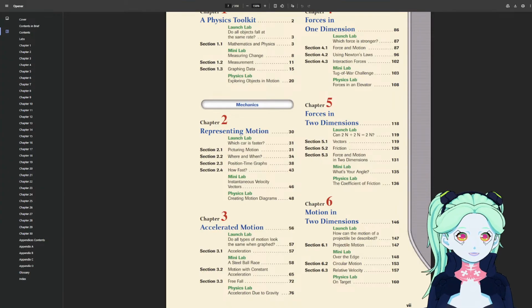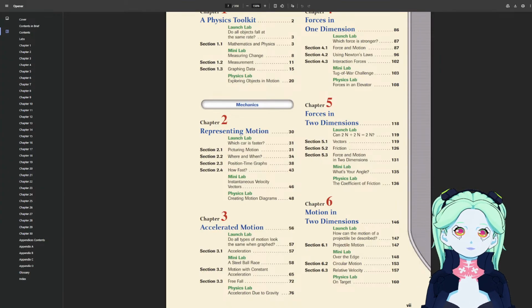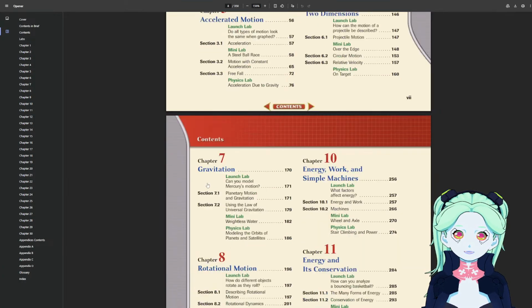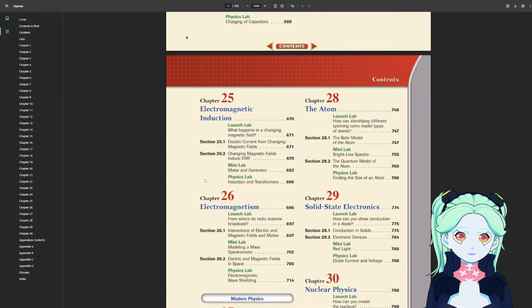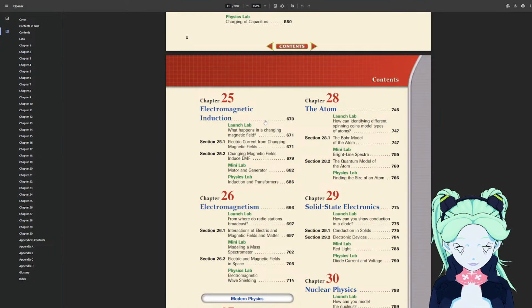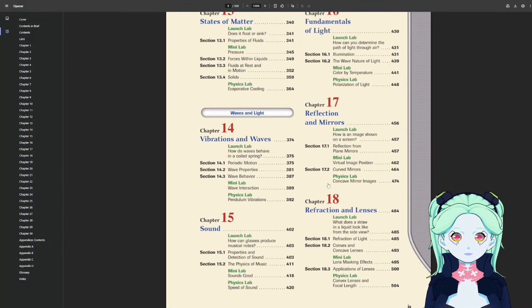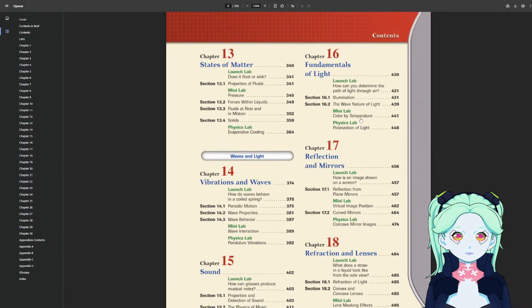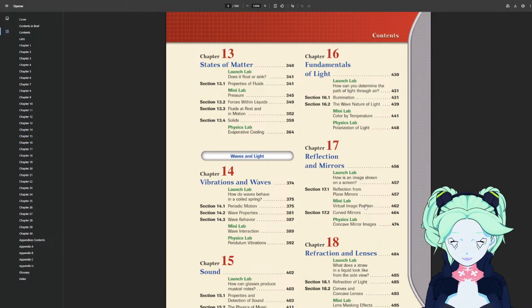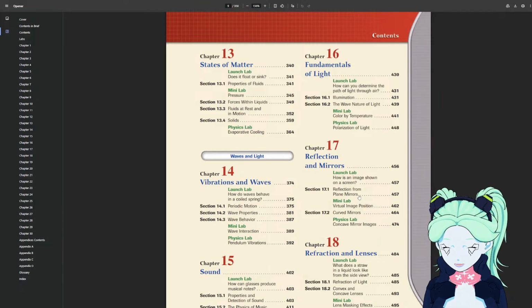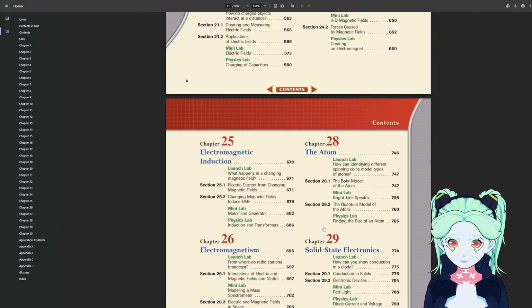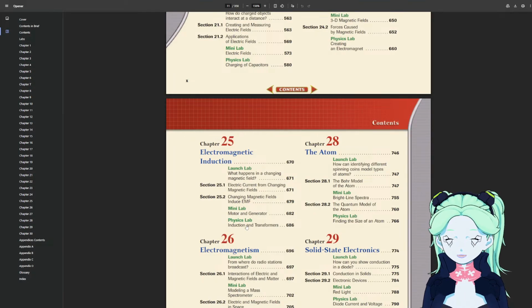So chapters. What chapters again? There we go. So chapters 25, 26, 16, and 17. Okay, well, dude. Electromagnetic induction. Okay, we gotta read this, basically.